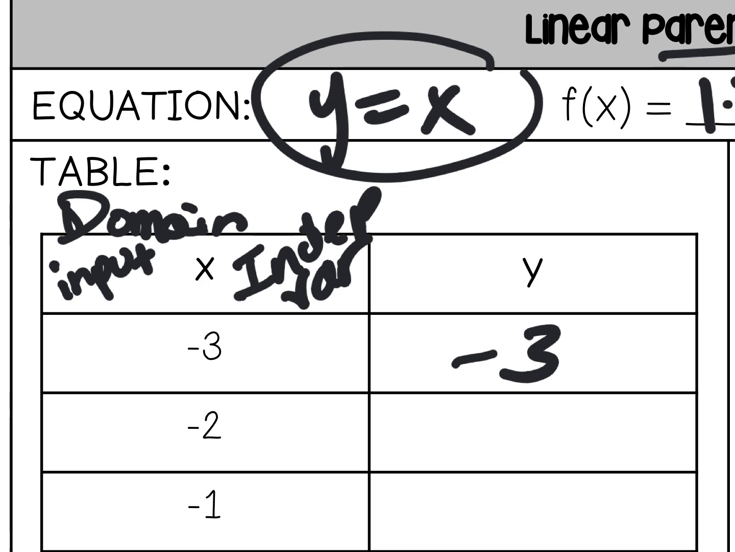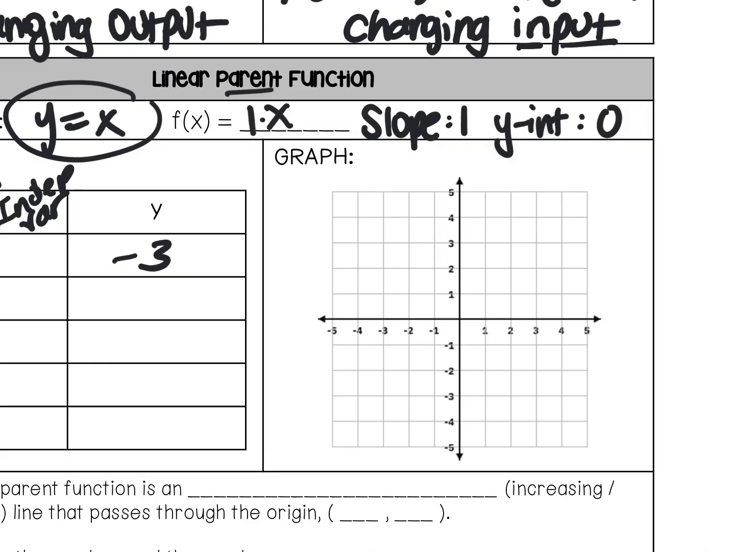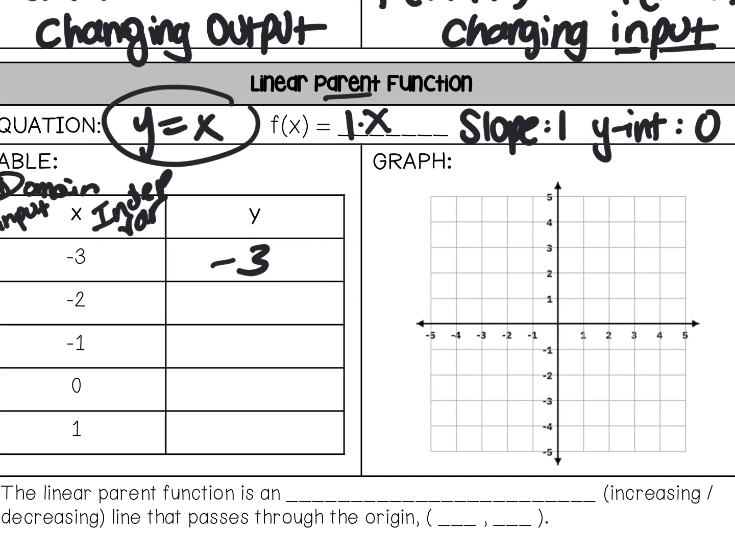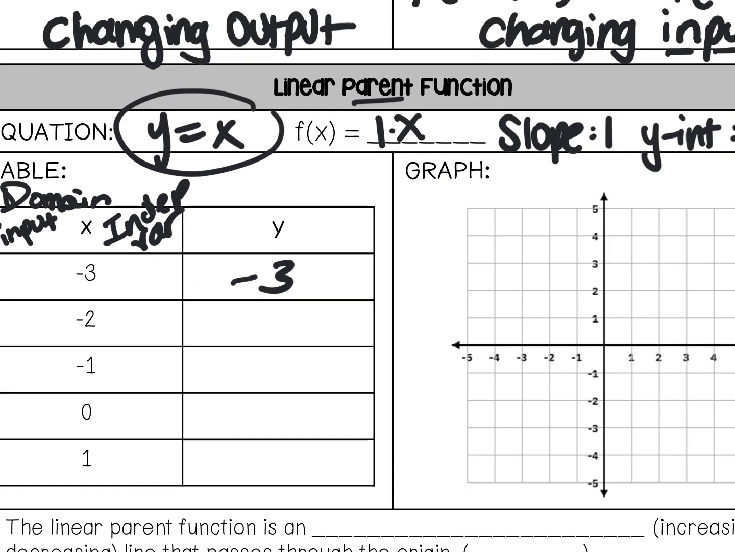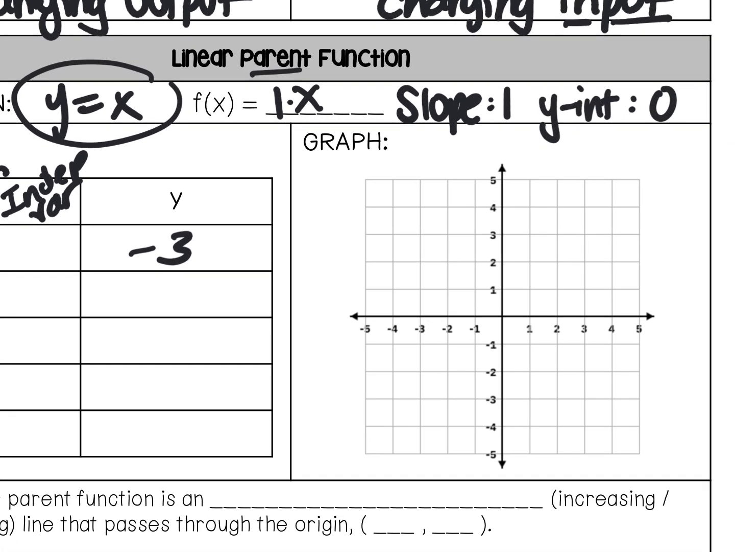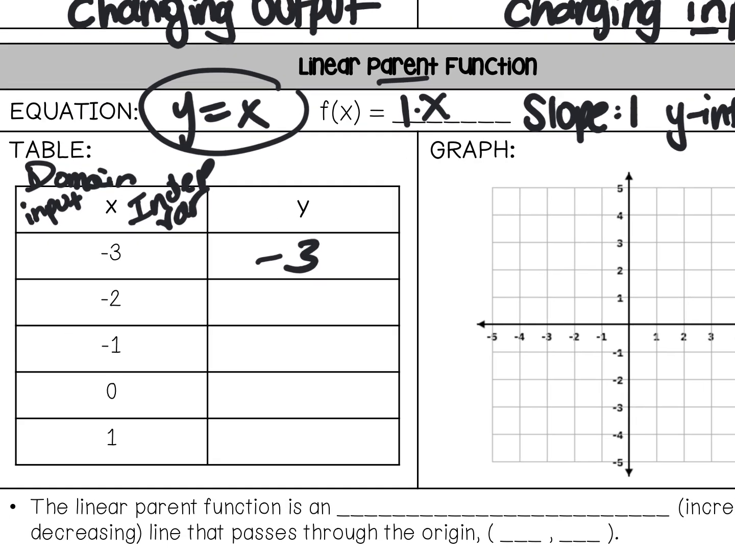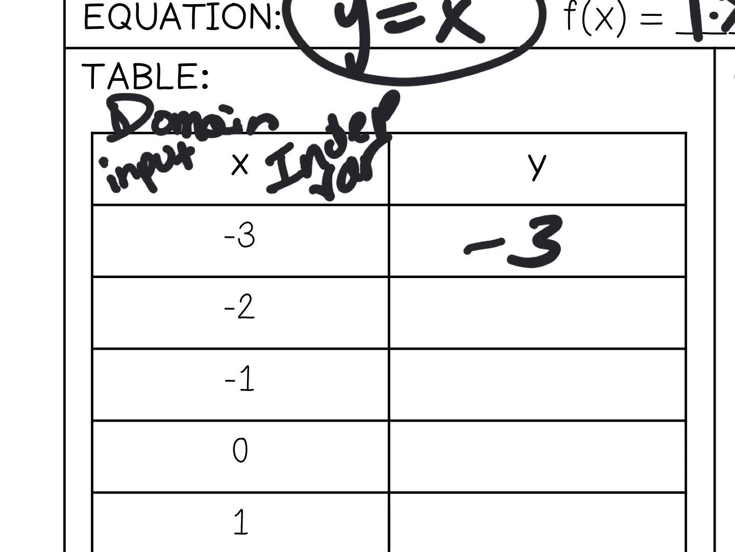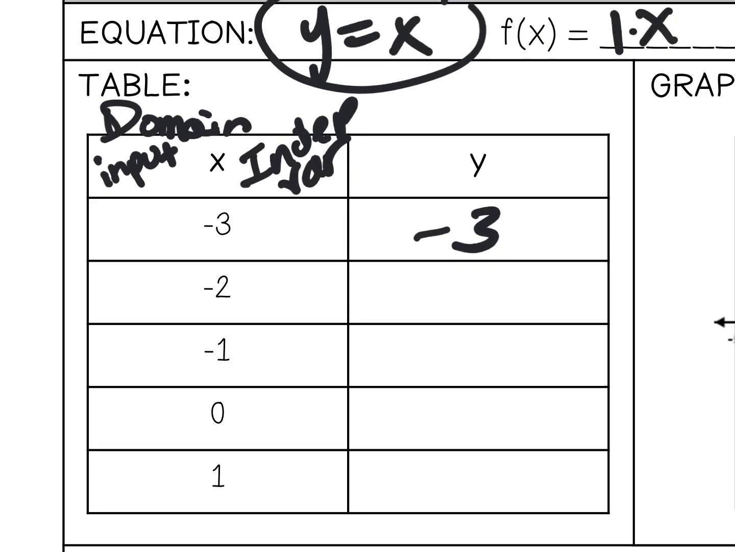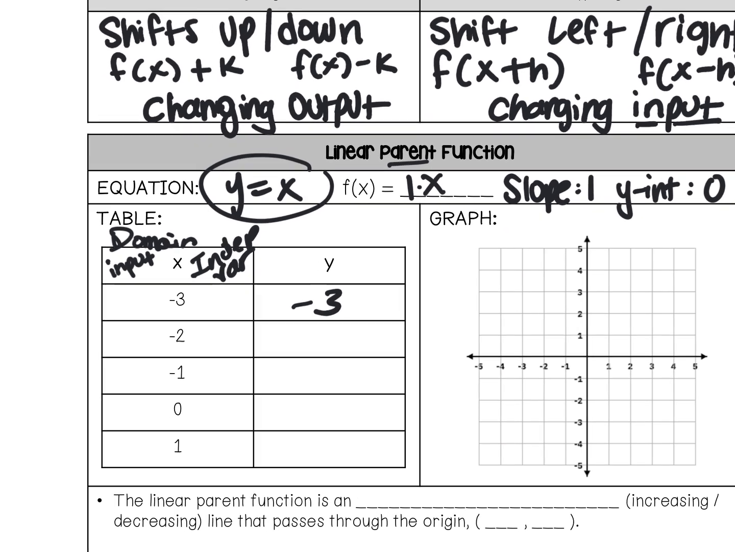I picked small numbers because our graph has small numbers. I'm not going to pick 10 because 10 is not even on the graph. That's why, and you always want to pick some values that are negative, 0, and some positives, so you can get a good idea of what the graph looks like.